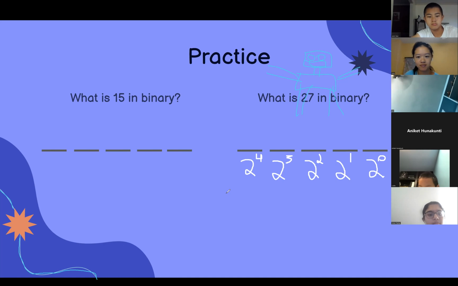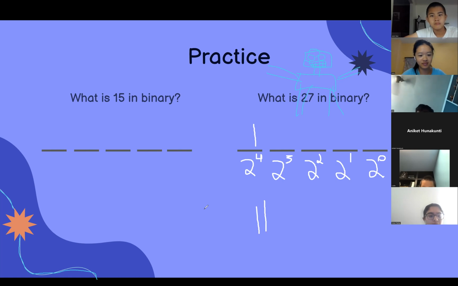Okay, so 2 to the power of 4, which is 16, is the greatest power of 2 that can fit into 27, because remember the next power of 2 is 32, and 32 is greater than 27. So after we subtract 16 from 27, we're left with 11. So how many multiples of 2 to the power of 3 fit into 11?